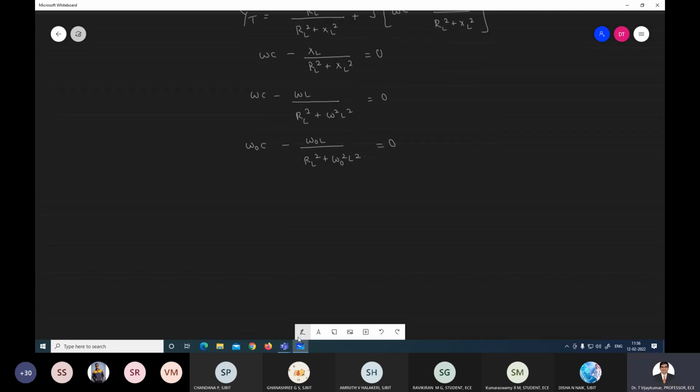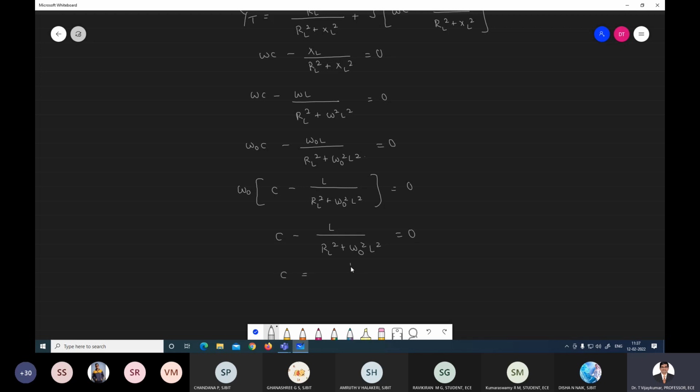Then take omega naught as a common factor here. Omega naught times C minus L by RL square plus omega naught square L square is equal to 0. We can write this as C minus L by RL square plus omega naught square L square is equal to 0. This can also be written as C is equal to L by RL square plus omega naught square L square.